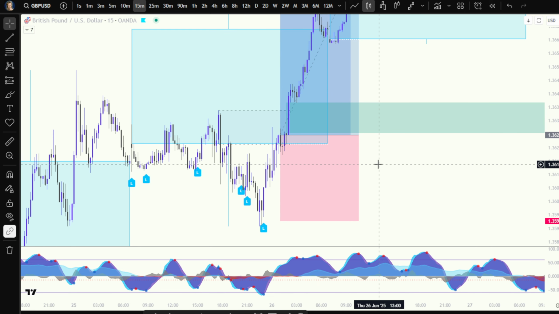So yeah, I don't know how difficult this code is, but basically he wants you to look for the unicorn on the lower time frame for whatever the higher time frame was.